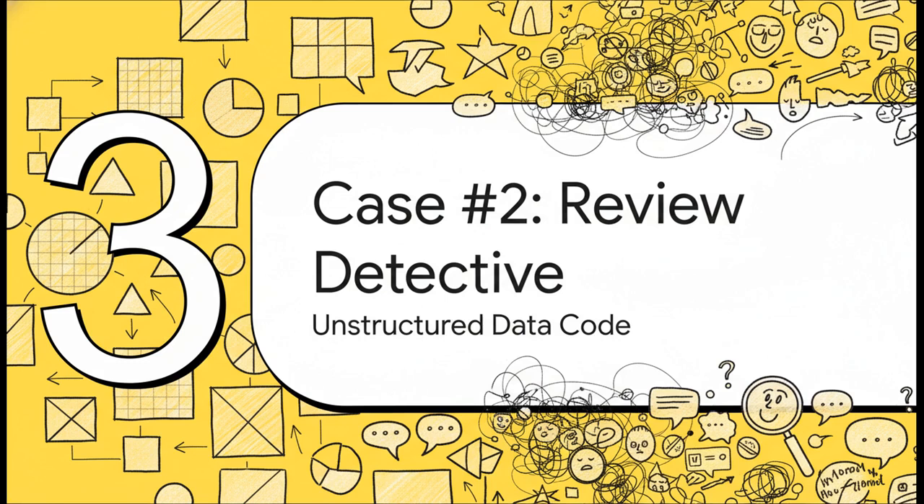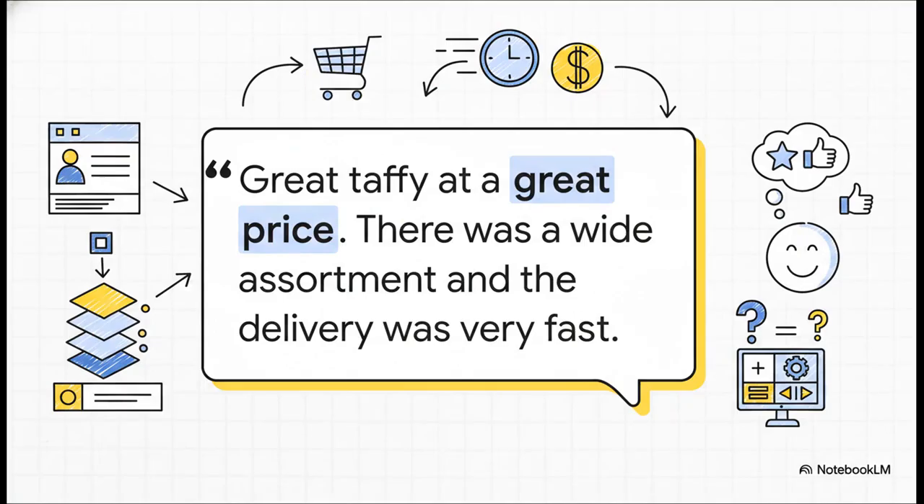We are leaving the clean, orderly world of numbers, and we are jumping headfirst into the messy, chaotic world of human language. This is where the real detective work begins. So our new evidence file has over 360,000 Amazon food reviews. Just take a look at this one.